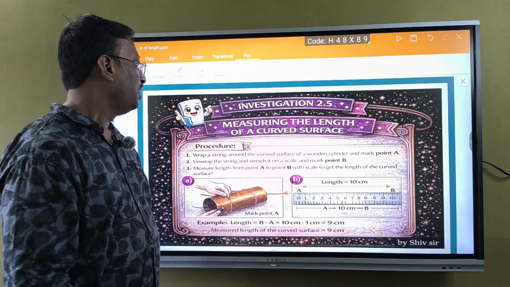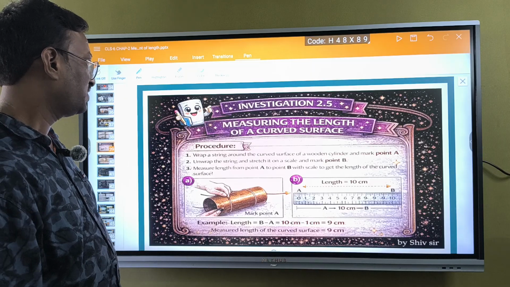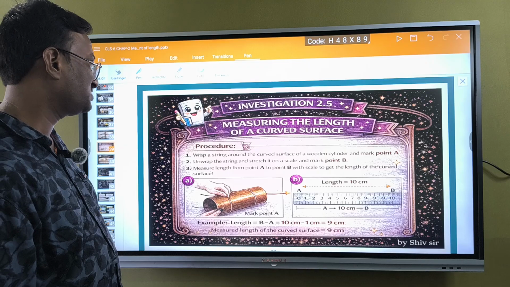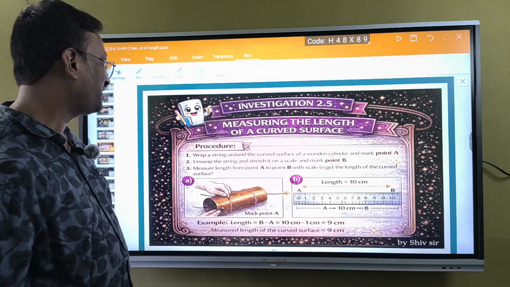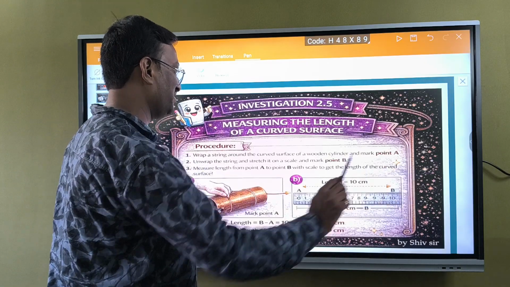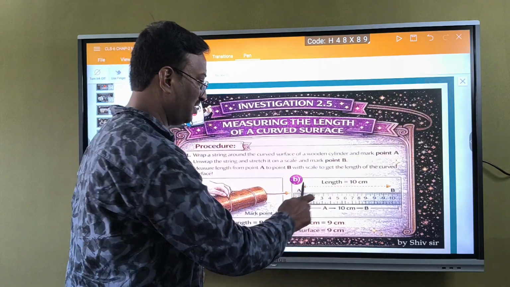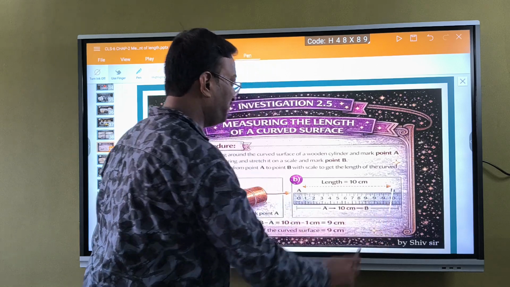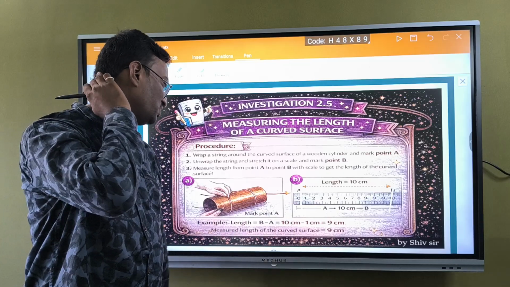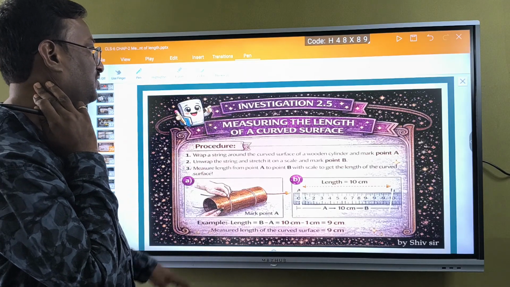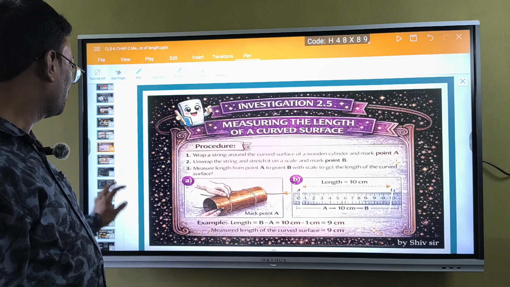Next we go for an investigation, an activity: measuring the length of a curved surface. Wrap a string around the curved surface of the wooden cylinder and mark the point A. Unwrap the string and stretch it on the scale. The starting point should be A. Unwrap means stretching, and you measure the scale from A to B. So B minus A, 10 minus 1 centimeter, will give you 9 centimeters. Likewise, we can measure the length of a curved surface.